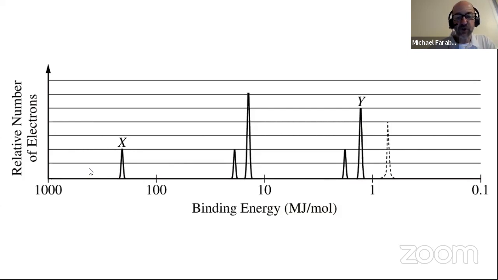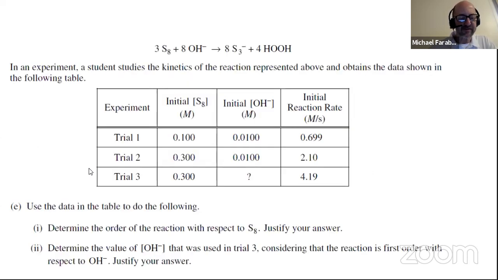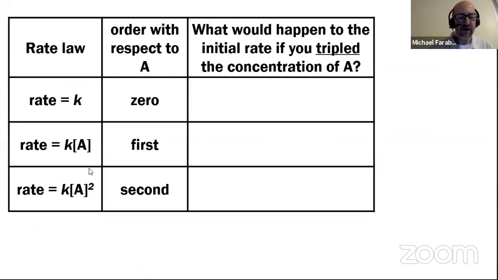All right, so we go on to the next part of this question. This is part E. And now we're talking about the reaction between sulfur and hydroxide. This is a kinetics experiment. So we have a student who is studying the kinetics of the reaction represented above and obtains the data in the following table. So part I of part E says, determine the order of the reaction with respect to S8. Justify your answer. So before we analyze trials 1 and 2, just want to remind you about rate laws.